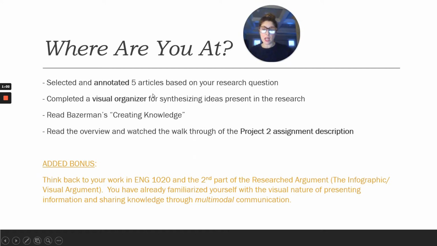You've done some annotating, you've located research, you've crafted a visual organizer that synthesizes some of the basic ideas, you've read some articles, but most importantly, think back to your work in 1020 in the second part of the researched argument where you produced an infographic or a visual argument. That kind of gets you thinking or framed in terms of what you are actually producing and how you are supposed to communicate some of these ideas and arguments as presented in the research.